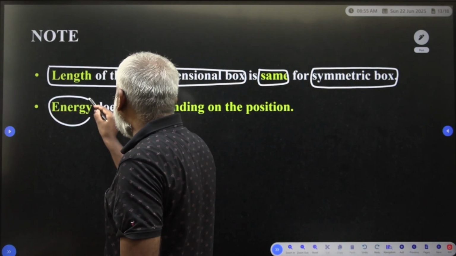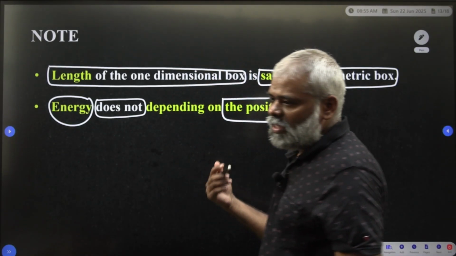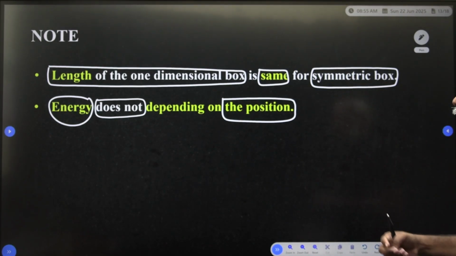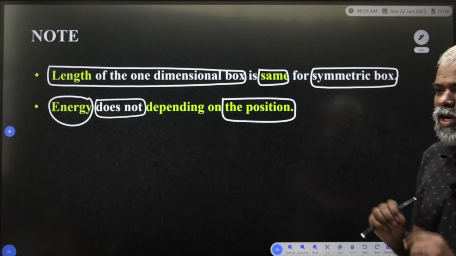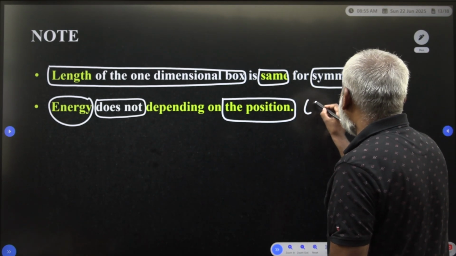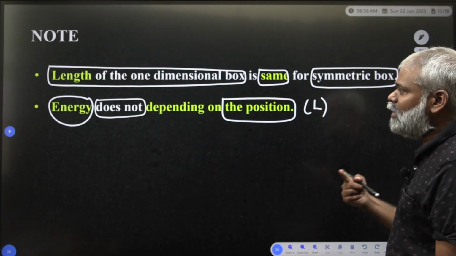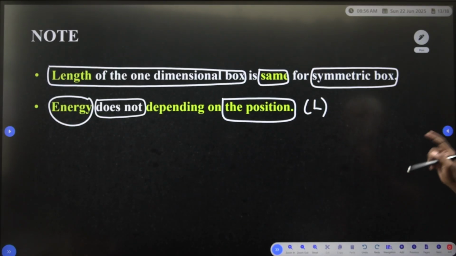The energy does not depend on the position of that box. Does not depend on the position means the energy does not depend on length, because the length of the one dimensional box is the same for the symmetrical box. That's why the energy does not depend on the position. Energy depends only on the quantum number.